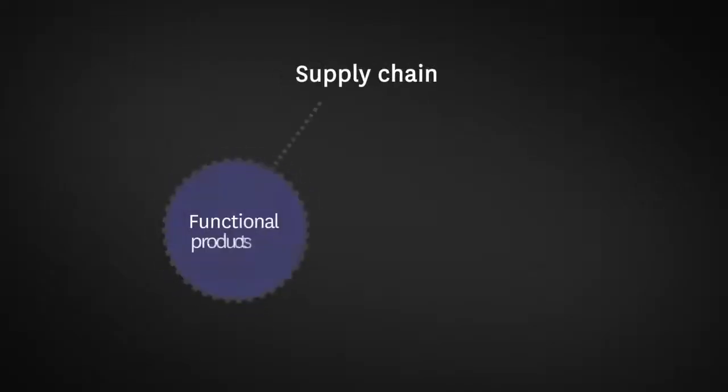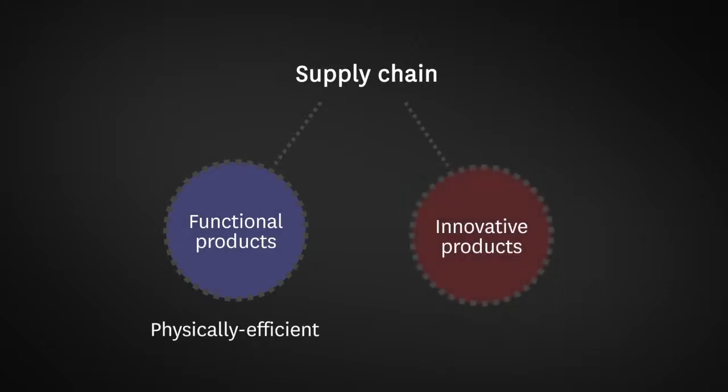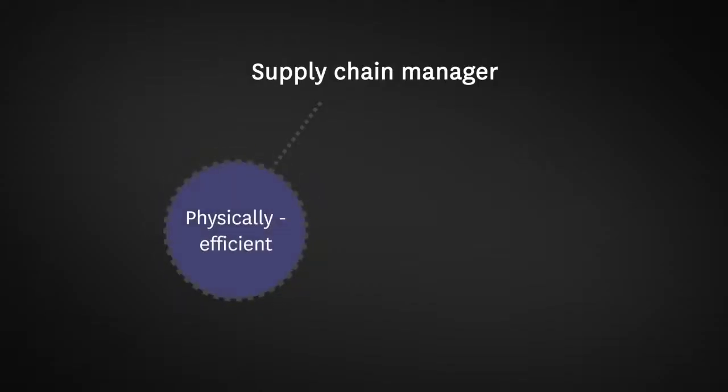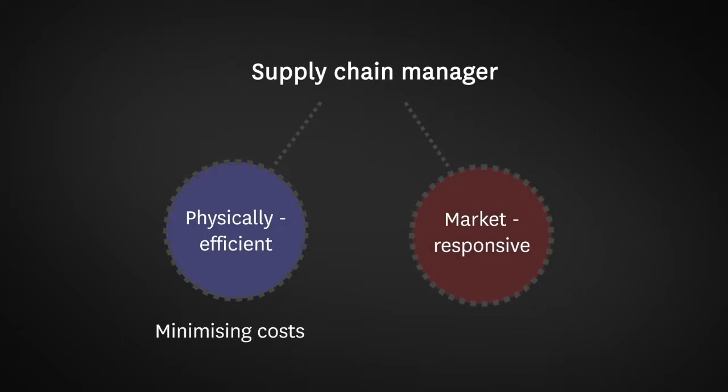Fisher calls the supply chain of functional products physically efficient and supply chains of innovative products market responsive. The main difference between a physically efficient supply chain and a market responsive supply chain is that in physically efficient supply chains, the main focus of the supply chain manager is on minimizing costs. In market responsive supply chains, the main focus is to enable their supply chain to respond quickly to changes in consumer demand while minimizing out-of-stock items, product markdowns, and obsolete inventory.